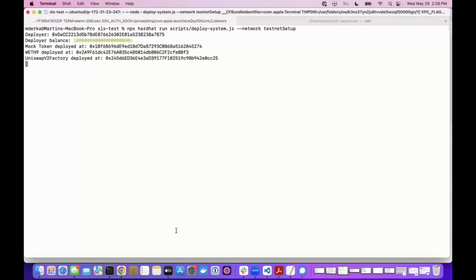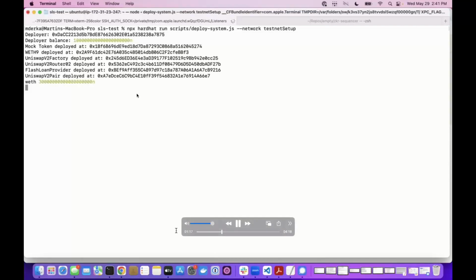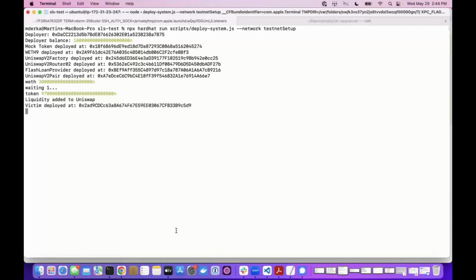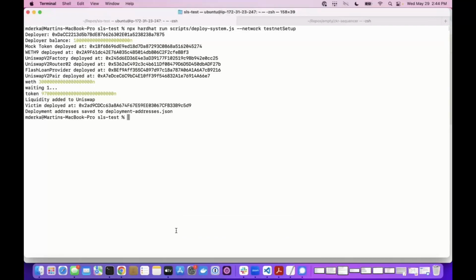So first you get the factory. After the factory, you get the router. After the router, we will be able to deploy the flash loan provider. Then we are going to use the factory to create Uniswap pair. Then we are going to log something and load that pair with liquidity. We've added liquidity to Uniswap. And now we are going to deploy victim. And that should be it. Okay? So this is the first step.